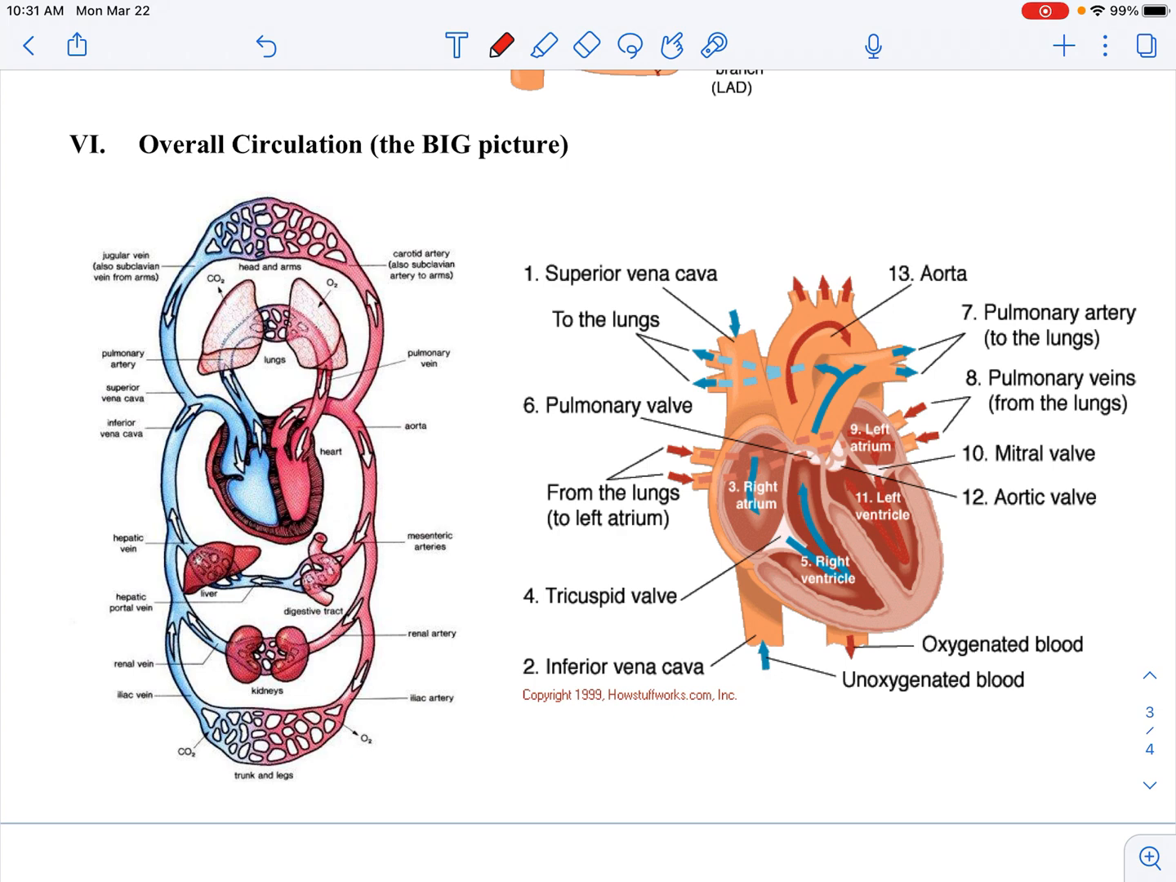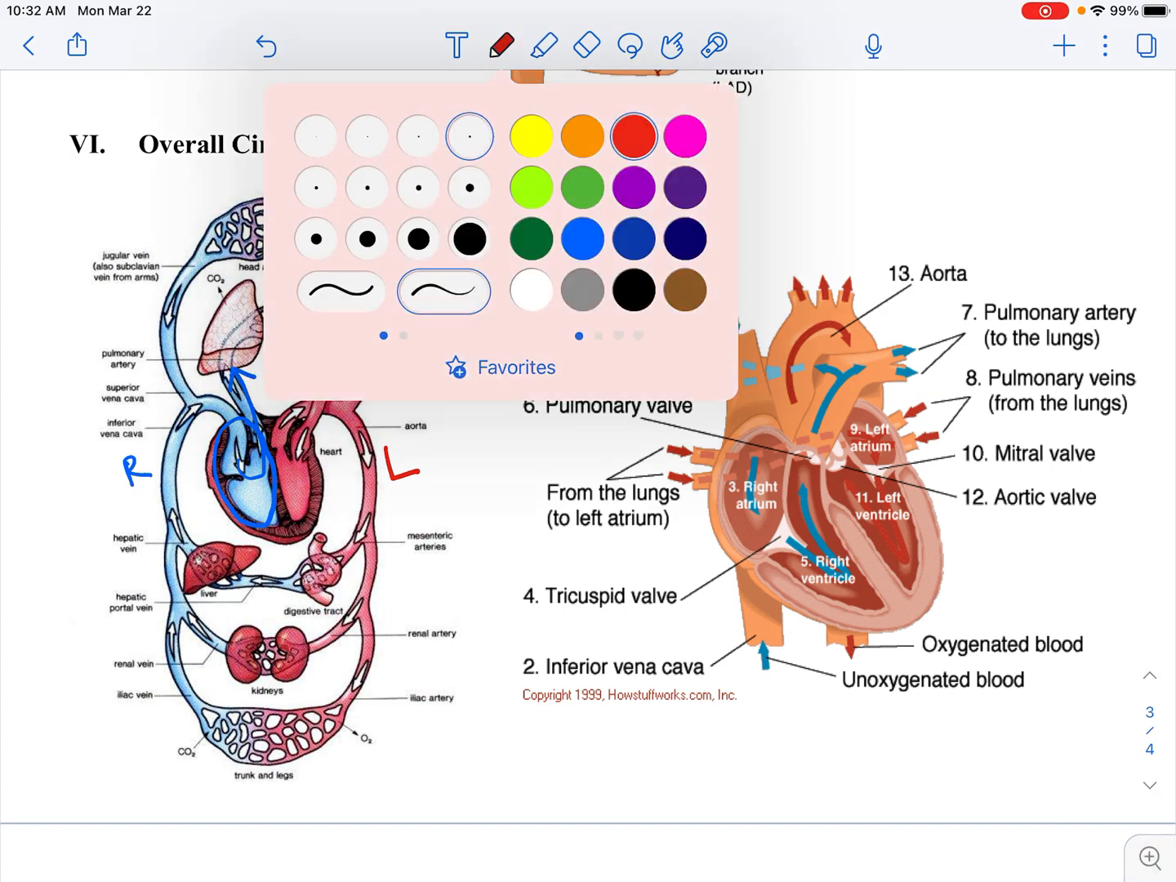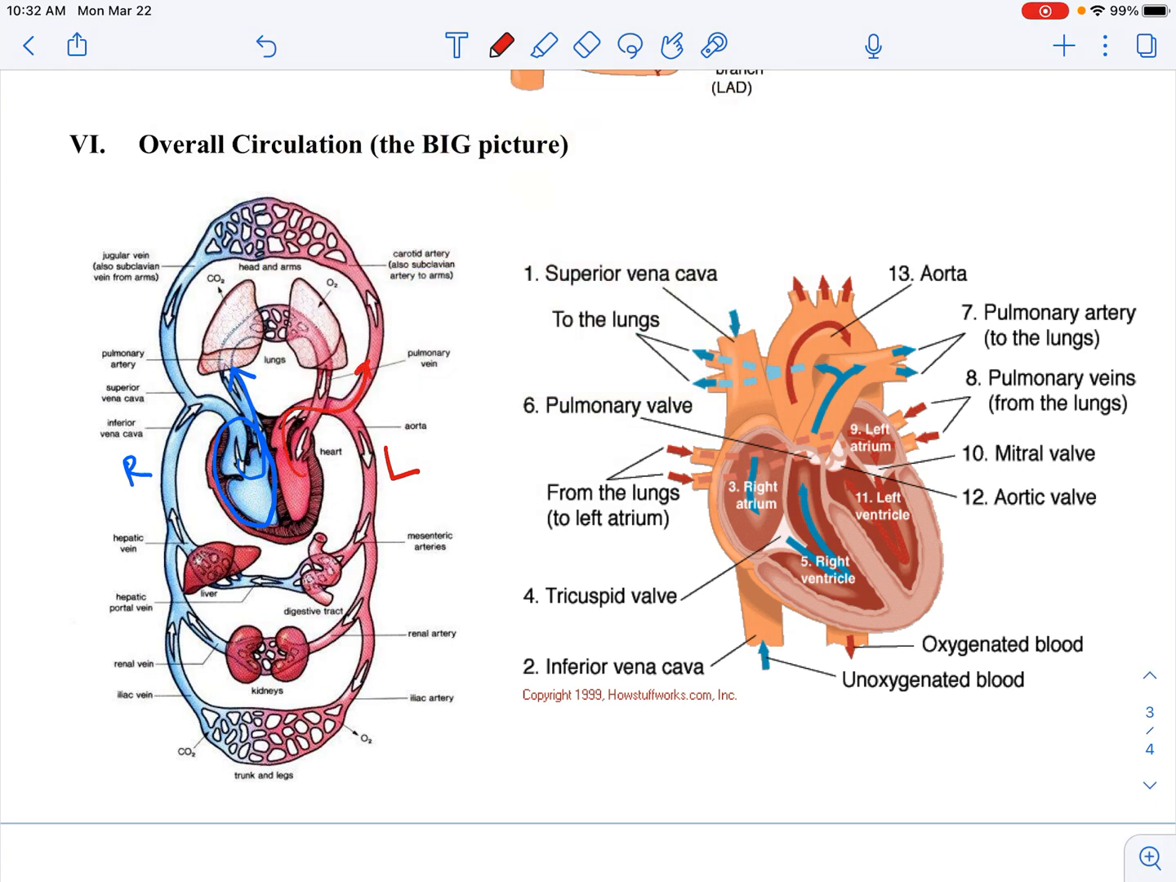So down below is just the overall big picture of circulation. I'm going to switch colors here. Remember that this side over here is the right side of the heart. Pulmonary circulation. Over here is the left side of the heart, which is systemic circulation. Remember that the right side of the heart is going to pump blood to the lungs, and the left side of the heart is going to pump blood to the body.